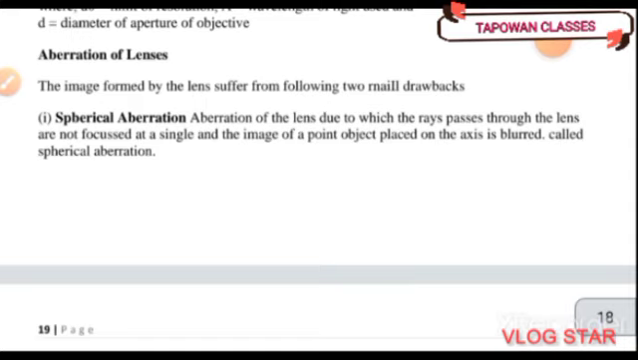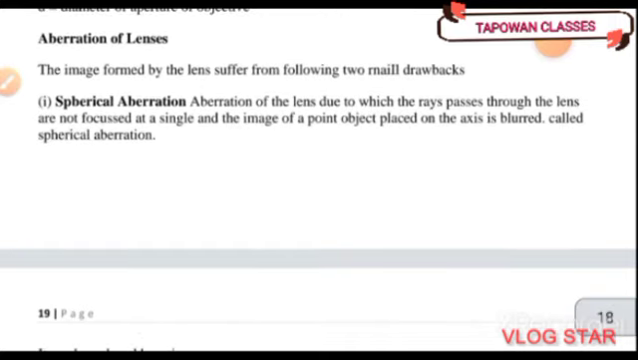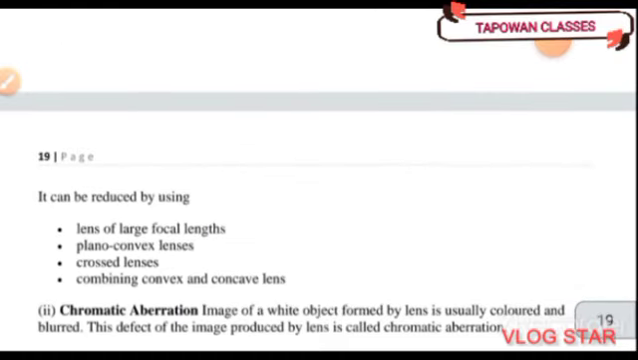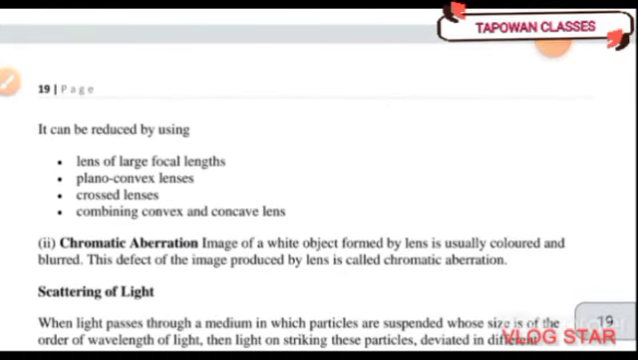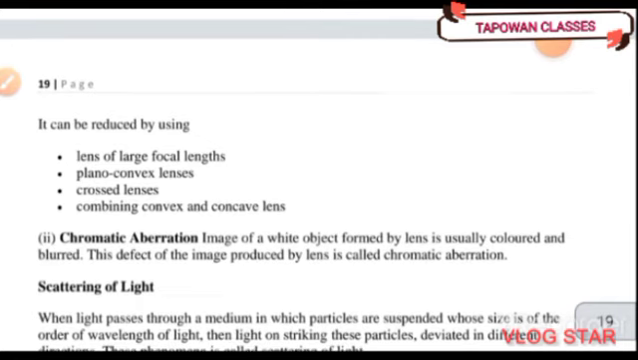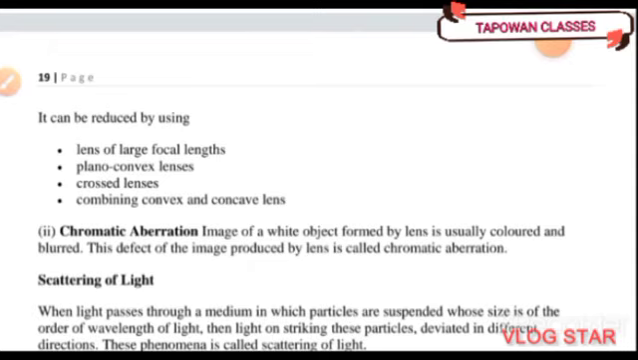Now, the aberrations of lenses: the images formed by lenses suffer from the following two drawbacks. First, spherical aberration: the rays passing through the lens are not focused at a single point, and the image of a point object placed on the axis is blurred. This is called spherical aberration. It can be reduced by using a lens of large focal length, plano-convex lenses, crossed lenses, or combining convex and concave lenses. The second point is chromatic aberration.